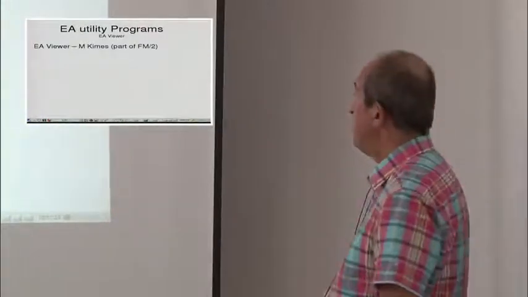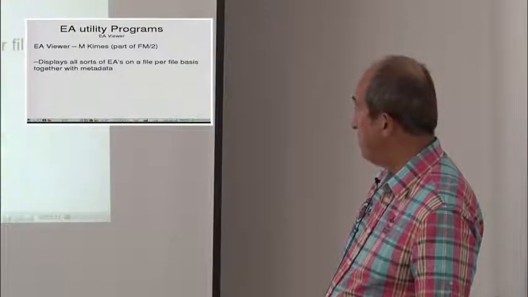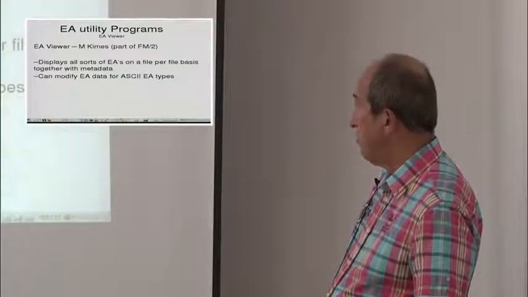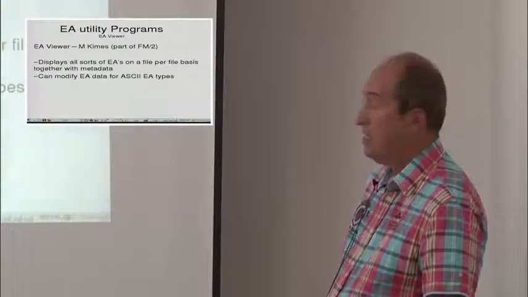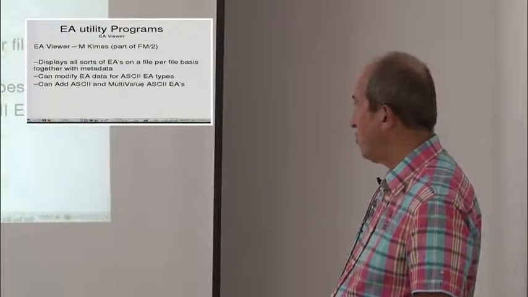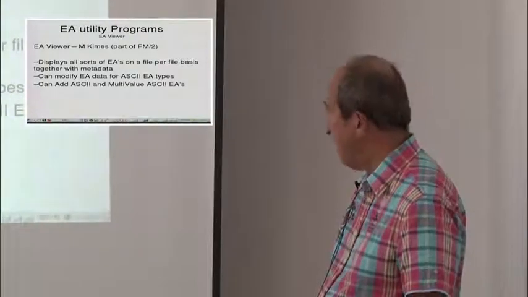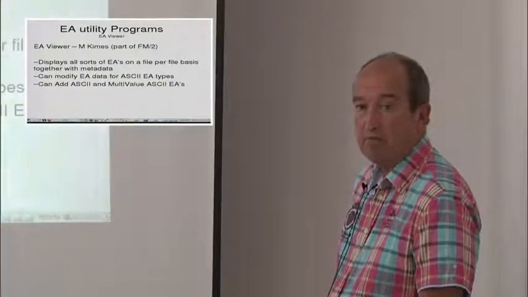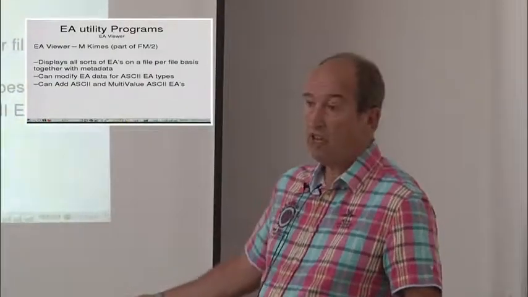FM2, originally written by M. Kimes, has an EA viewer in it. And that is very powerful. It displays all sorts of EAs again with the metadata. It can modify EA data for ASCII EA types only, which is fairly logical. It can add ASCII and multi-value ASCII EAs. It does not touch any binary EAs, but the problem mainly with binary EAs is you don't know what you should change anyway.